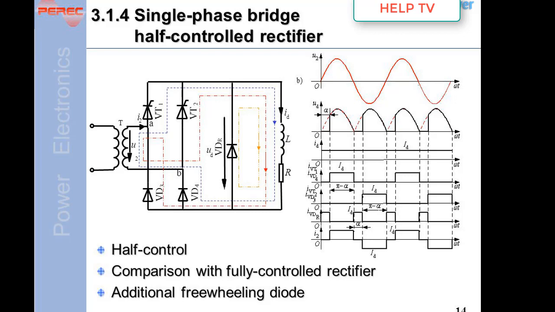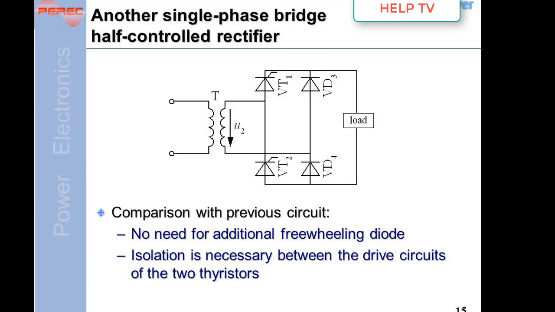Additional freewheeling diode. Another single-phase bridge half-controlled rectifier. Comparison with the previous circuit: no need for an additional freewheeling diode. Isolation is necessary between the drive circuits of the two thyristors.